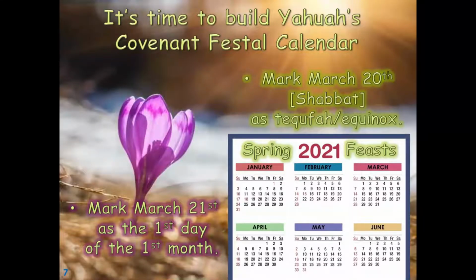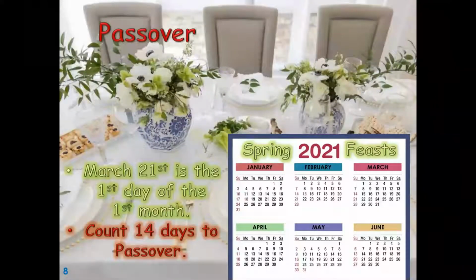I'm going to go forward to the next slide, and if anybody needs more time, just open your mic and say, let's go back, and I will. So let's go to slide number 8. The very first feast is Passover. The very first festival is Passover. Very easy to find. You have your first day of the first month, and all you do is count 14 days. So from March 21, day number 1, you count 14 days to Passover.